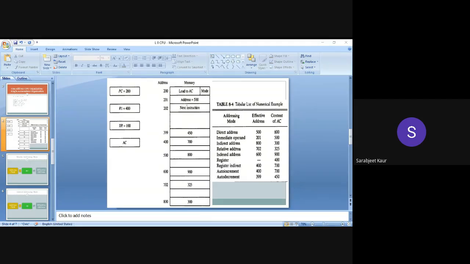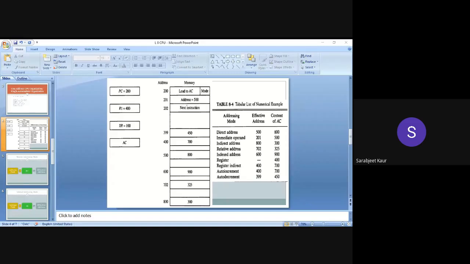Well, the effective address is always the address where the operand is stored. Yes or no, students? Yes, ma'am. So the effective address in this case will be, speak up, 500? Beta, effective address. Where is this 500 stored? 201. At location 201. So the effective address in this case is 201.